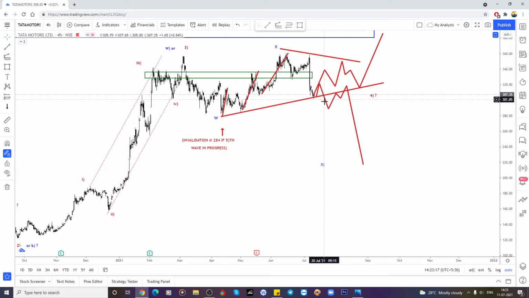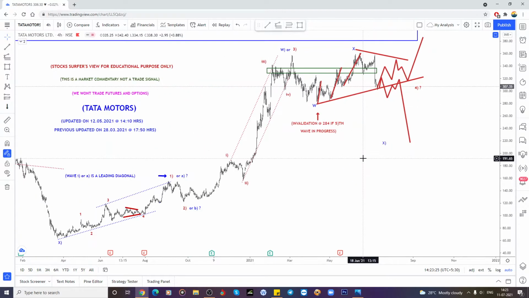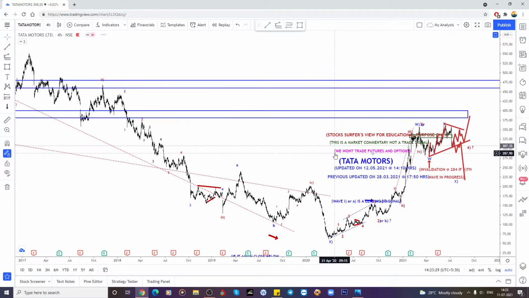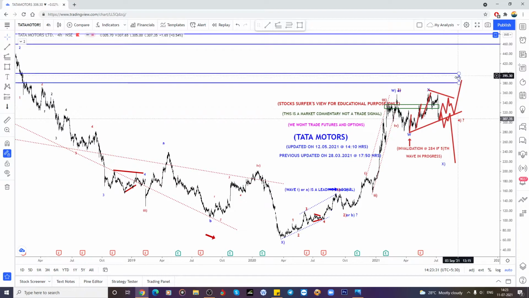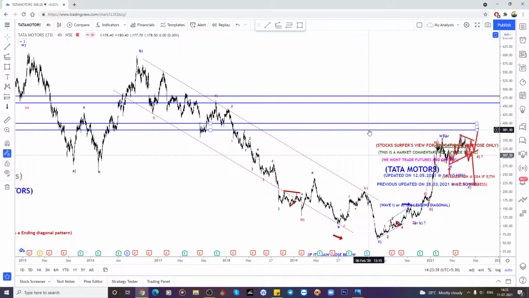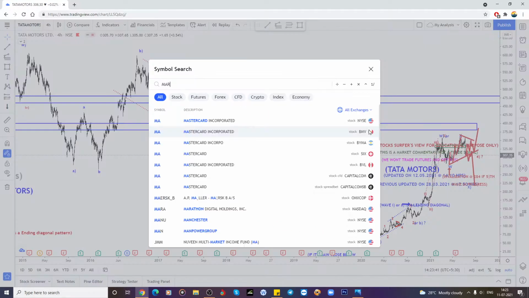So whether there's still one more wave to the downside of 285, after that one more 3-wave structure for the 325, and then again it may come to the downside for that zone of 200. It may or may not, but if one more high is there, this is still a 5-wave structure and we are in the 4th wave. So let's wait. And this one is Maruti.